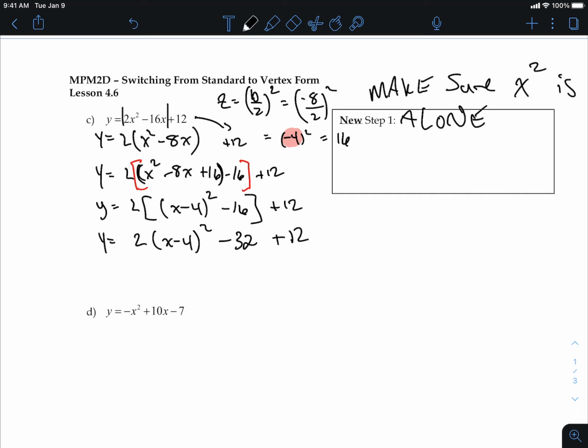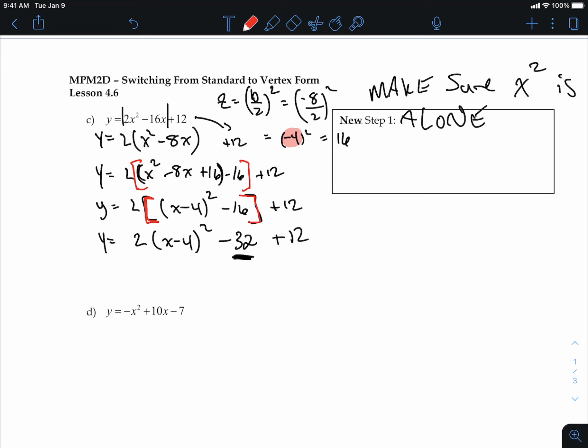Does anybody have any screaming objections? Does everybody see why the square brackets are there? You have to multiply the negative 16 by 2 to get negative 32. That's why I put the red square brackets in there. That's why the 16 is separate from the 12. In my experience, I found just leaving the 12 alone is just one less thing to worry about. You just leave it alone.